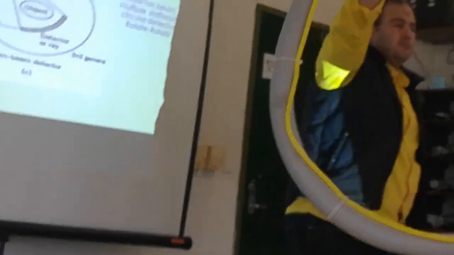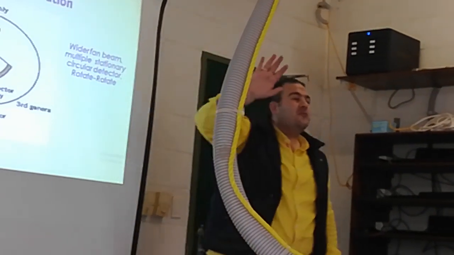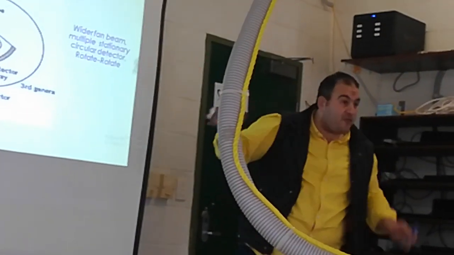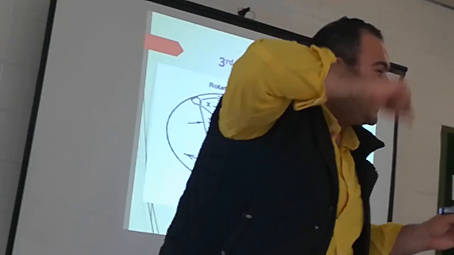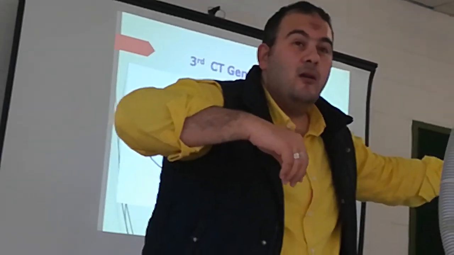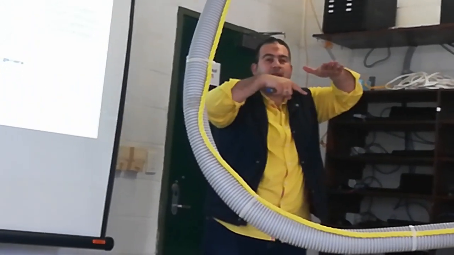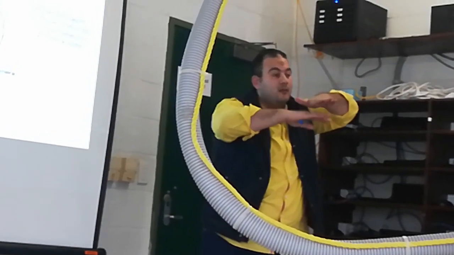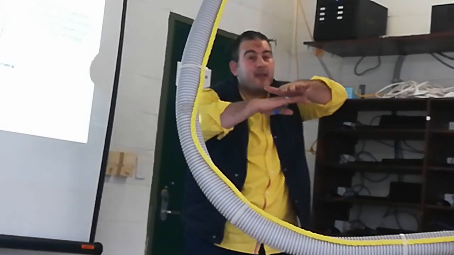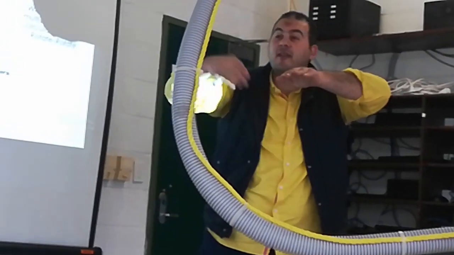Third generation is our machine. A lot of machines are like third generation, but the difference is in the number of rows of detectors. Our machine is 16, another one is 64, and 32, and so on. With a single row, you will scan only one slice, but if you increase the number of rows, you will cover a big area of the patient.